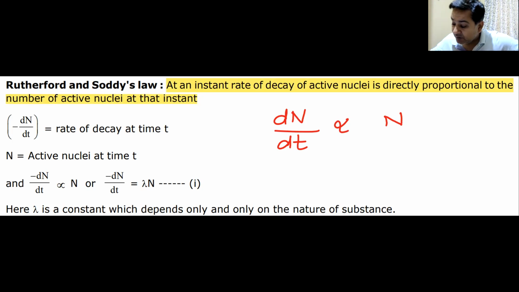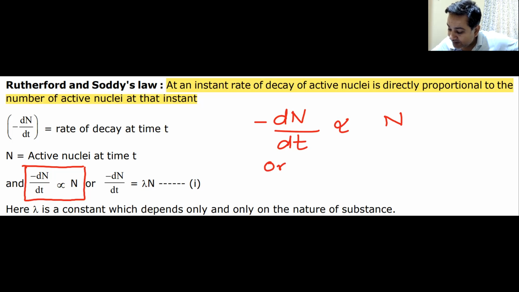Why do I write a negative sign before this? Because the rate is negative, so I make two negatives, it becomes positive. Getting my point? This is what I call Rutherford's law. Minus dN by dt is directly proportional to N.